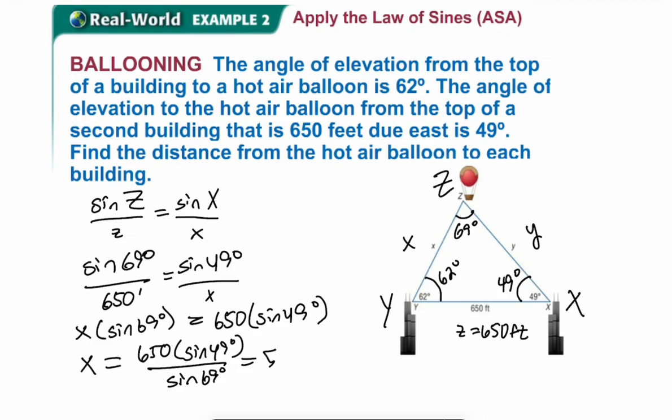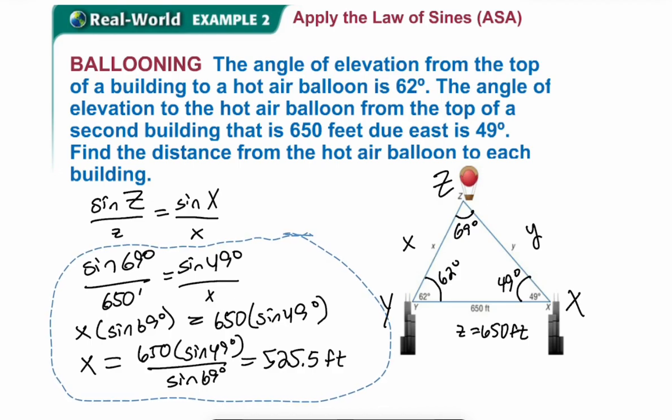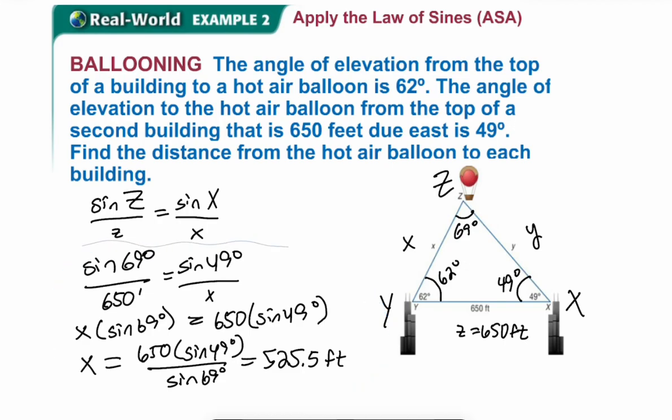And we get 525. Let's go to the nearest tenth again. 0.5 feet. Now it makes sense that it should be less than 650, not a super big amount. So there we go. There we got x. Any questions on how we got our first missing value?